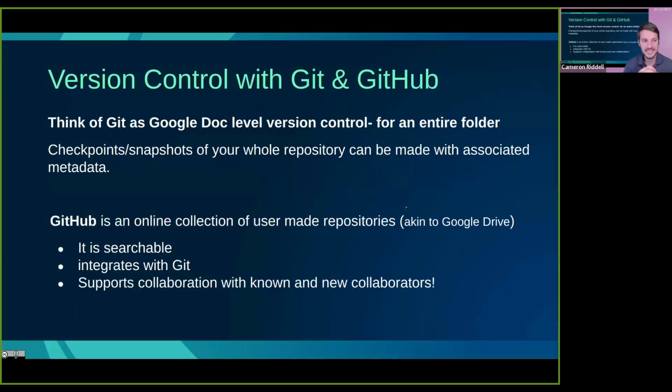So with that said, GitHub, on the other hand, is an online service. It is a collection of user-made repositories. You can almost think of this like Google Drive, but instead of it being private by default, most repositories are public, meaning you can search through them. And so GitHub is searchable. It integrates really, really well with our local tool, the one we install on our computer, Git, hence the name GitHub. And it supports collaboration with both known as well as new collaborators. If you have a public-facing repository, anybody can come across your code, provide feedback, and provide changes to it.